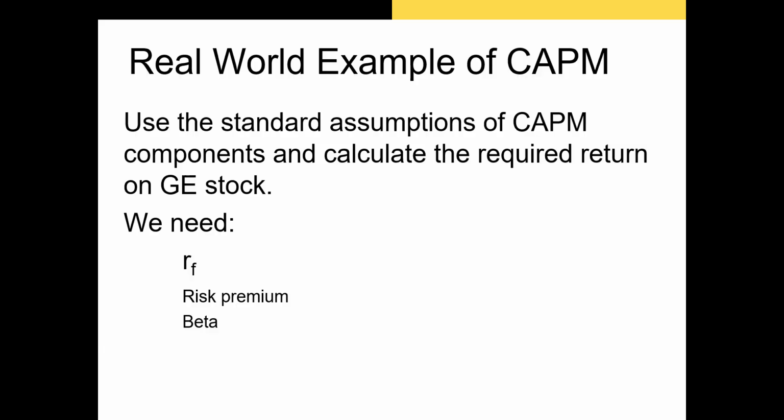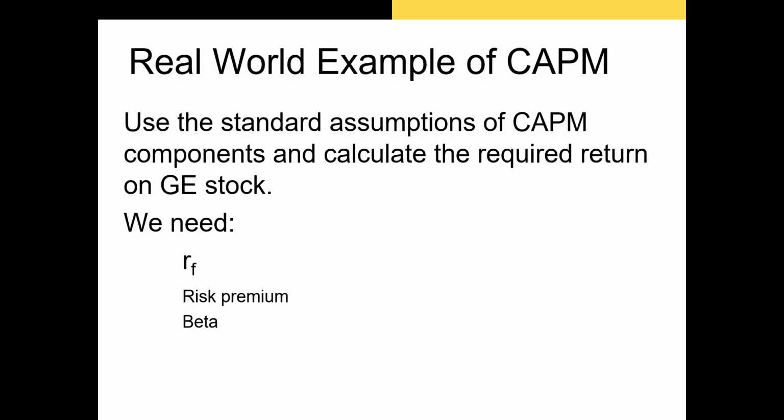Now, let's wrap up by talking about how we actually calculate the CAPM in the real world, using real-world data. To do this, I thought it might be cool to use an actual stock and calculate the expected return on this stock using the model I just introduced, the CAPM, the capital asset pricing model. We're going to need 3 inputs: the risk-free rate, the risk premium, and the beta.